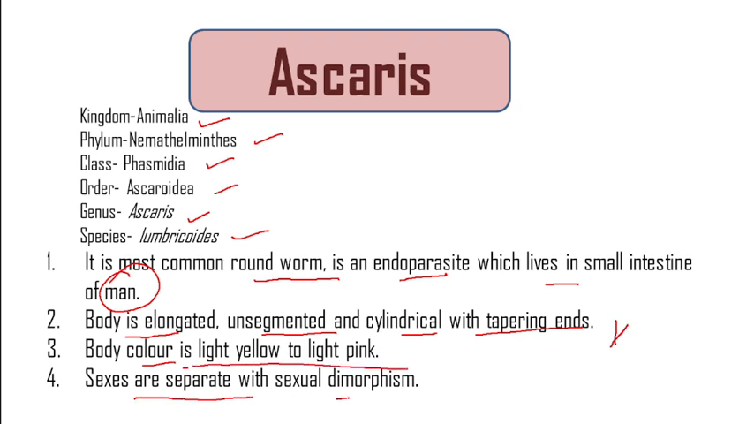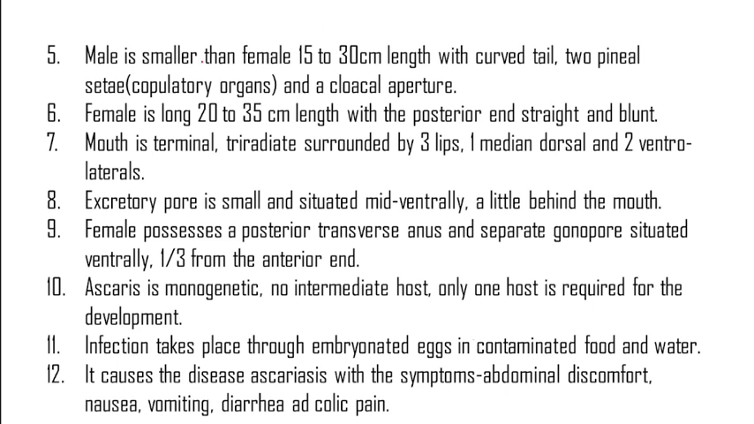Sexes are separate with sexual dimorphism. Sexual dimorphism means when an organism can be externally distinguished into male and female. मतलब किसी organism को हम बाहर से देख के अगर बता दें कि ये male है या female है, that property is called sexual dimorphism. Male is smaller than female, 15 to 30 centimeter in length with curved tail, two penial setae, copulatory organs and a cloacal aperture.